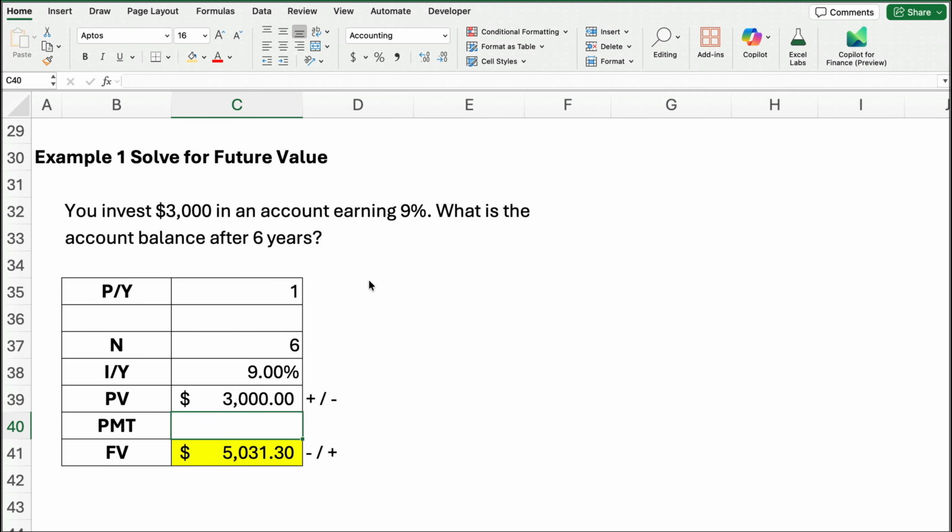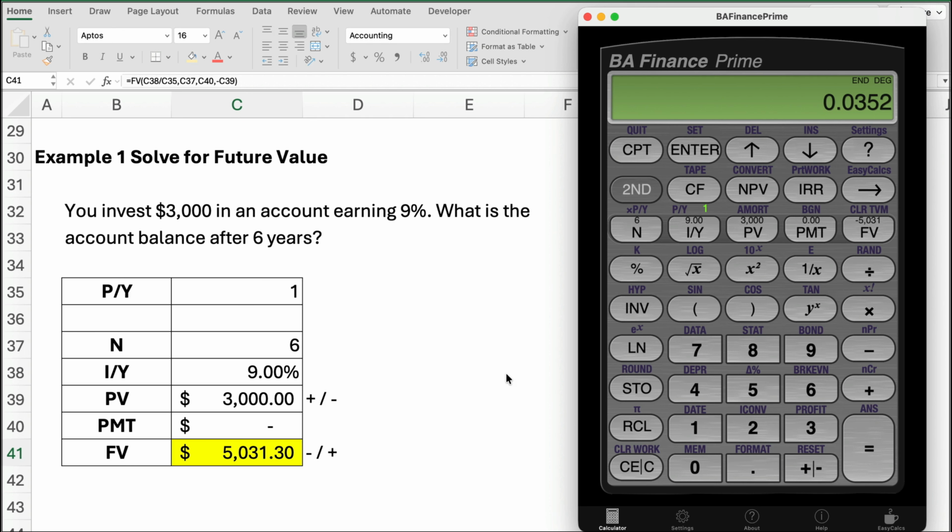It doesn't mention payment, so we can safely assume the payment is 0. So based on the calculation, what we put in, looks like the answer is going to be $5,031.30. And we're going to show you how to do it on the calculator, how to enter all this.